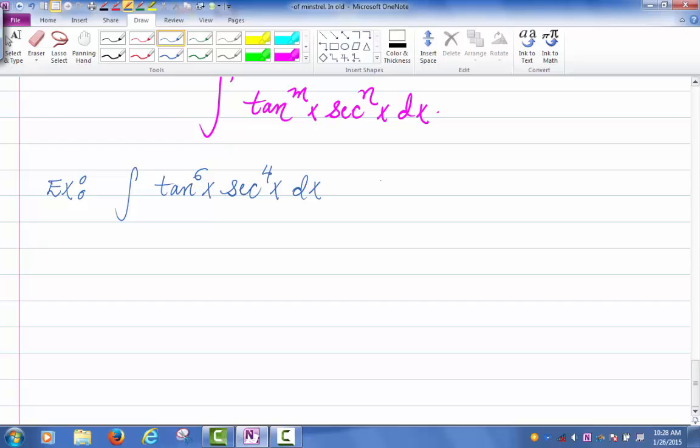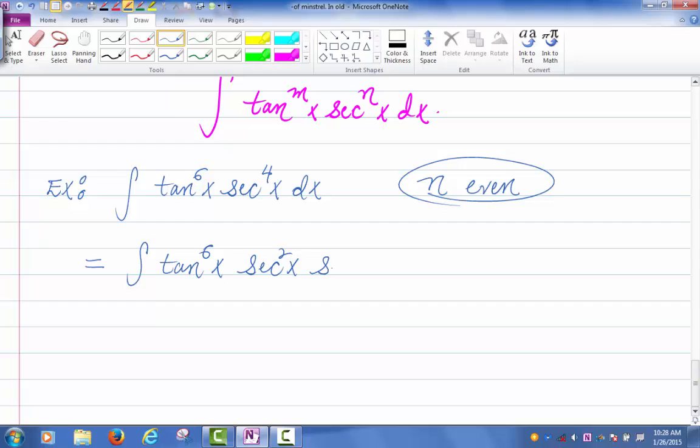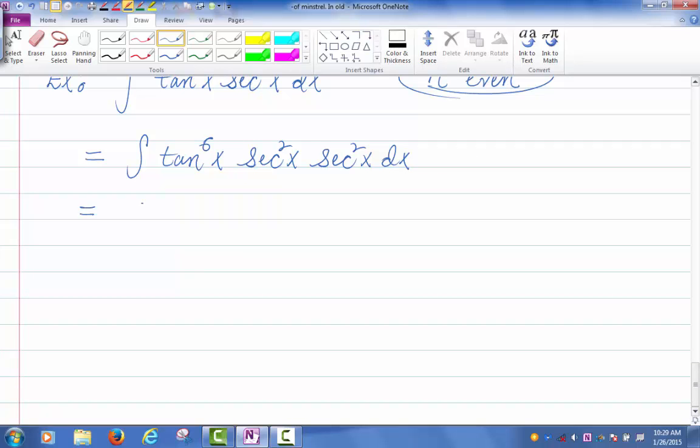Now, here, the case that I'm looking at is when the exponent on secant is even. So I'm looking at tangent to the m, secant to the n, when n is even. So, what should we do in that case? Well, you are going to save a factor of secant. No, not a factor of secant. You're going to save a factor of secant squared. If I save a factor of secant squared, the remaining power of secant would be what? 2, because it's secant to the 4. And the remaining power needs to be converted.